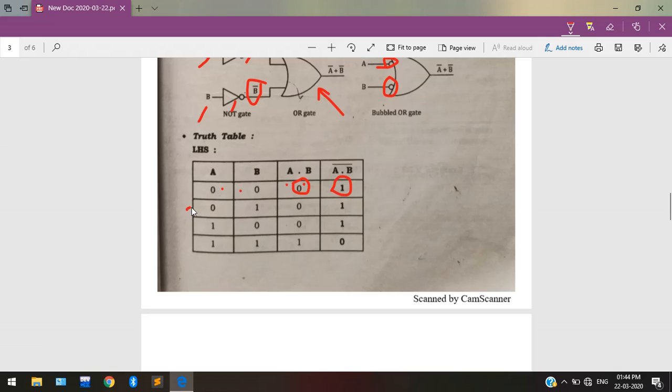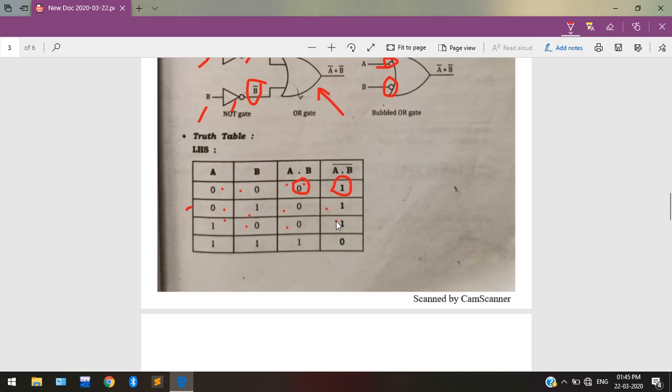Now the second input: A is 0 and B is 1. Here you see A dot B is 1 into 0, which is 0, but the output is the complement of 0, which is 1. The third row is A is 1, B is 0. The product of 1 and 0 is 0, and the output is 0.